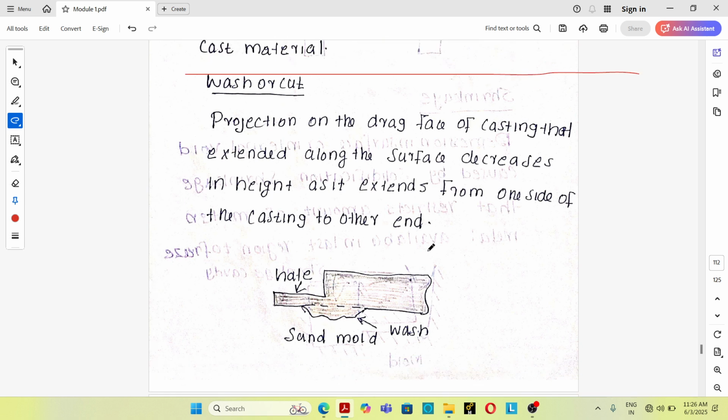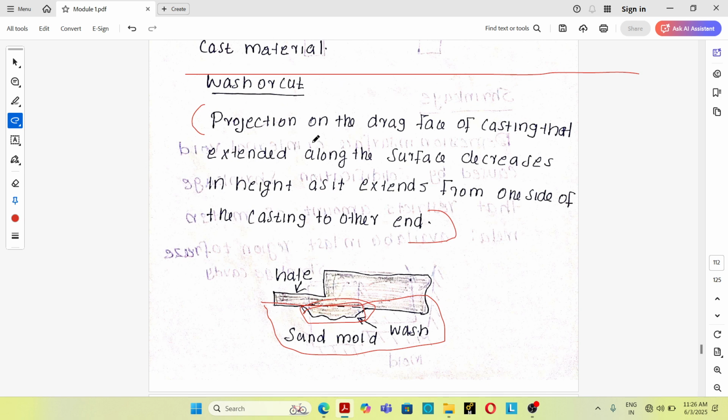So first one, wash or cut. You can see here, this is wash or cut. Wash or cuts are projections on the drag face of a casting. This is the drag face of the casting. It is a projection on the drag face that extends along the surface and decreases in height as it extends from one side of the casting to the other edge. That is known as wash or cut.